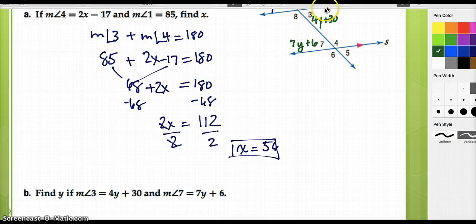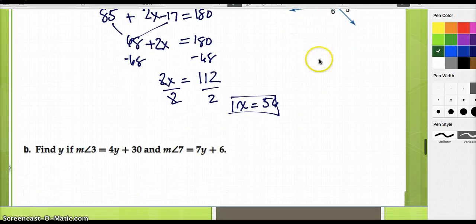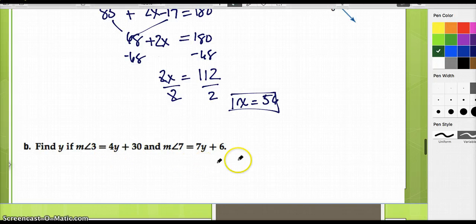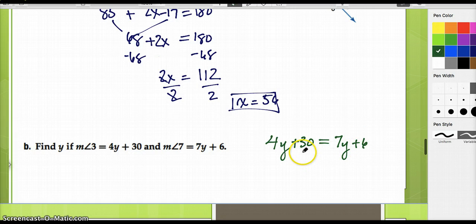So what I have is information about these two interior angles that are on opposite sides of the transversal. These are alternate interior angles. Alternate interior angles that are created by parallel lines cut by a transversal, those bad boys are equal. So I'm pretty excited because I know that this is going to be an algebra problem I can do. So I write that 4y plus 30 is equal to 7y plus 6, given our picture and the relationship between alternate interior angles.